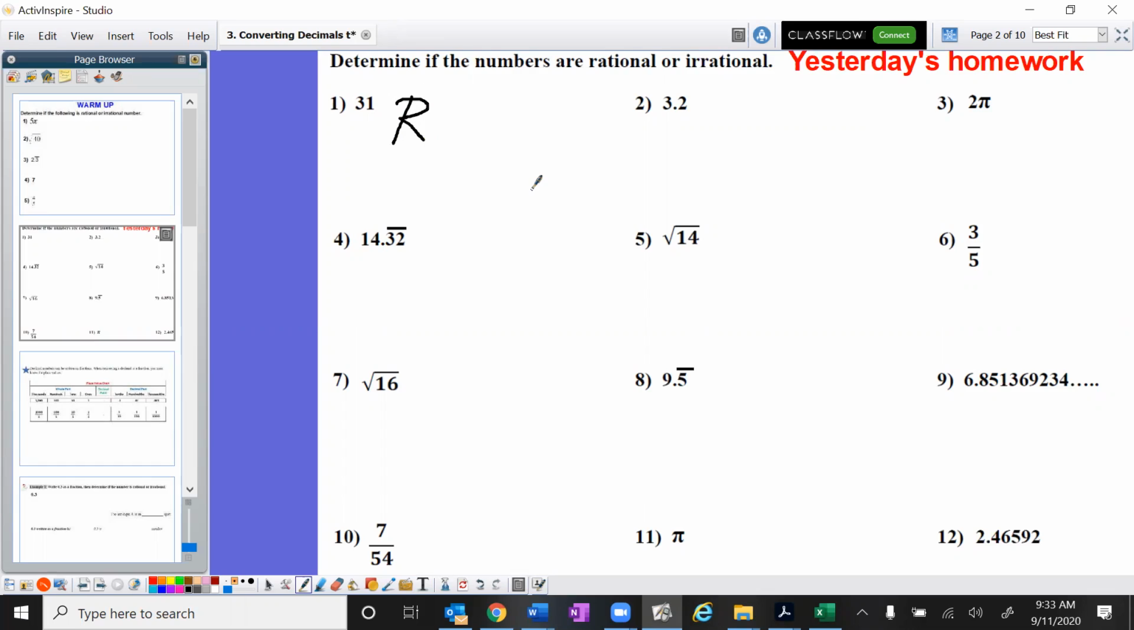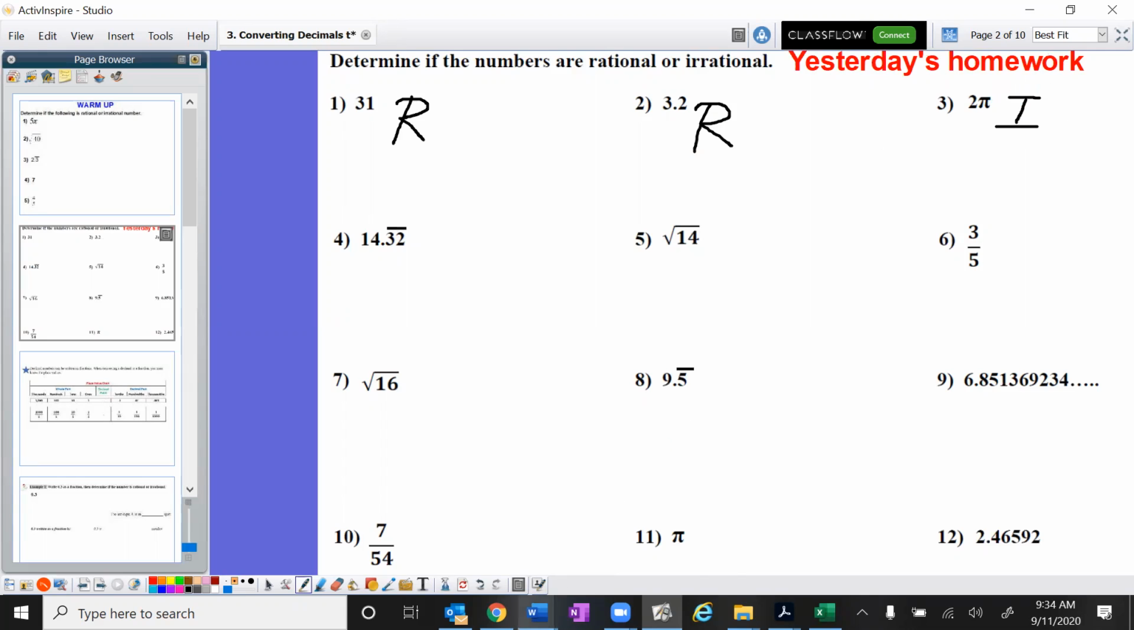Question number 2, 3.2. 3.2 is a done deal. That is also a rational number because it ended. 2 pi. The second I see the letter pi, it's not really a number you can finish, and pi is irrational. So if I have a pi, I know it is indeed irrational.